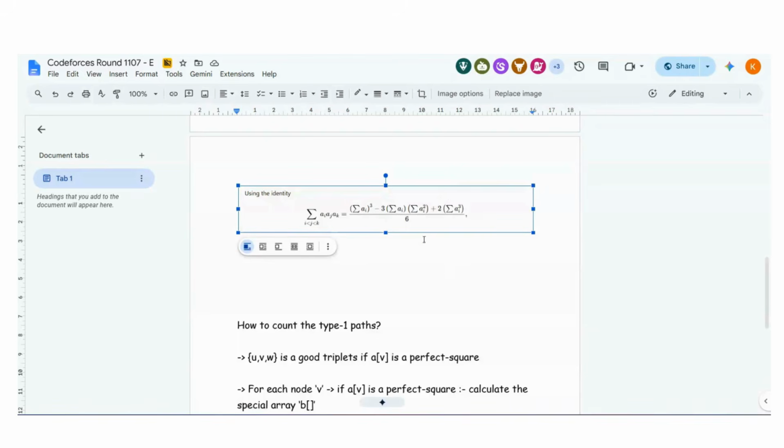So this can be calculated in O of n time. Why? Because sum of all numbers in the array will be done in O of n. Sum of square of all numbers in the array will be done in O of n. Sum of cubes of all numbers in the array will be done in O of n.